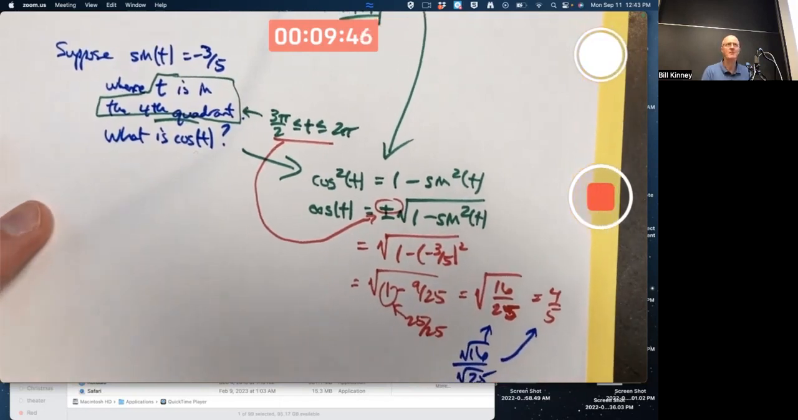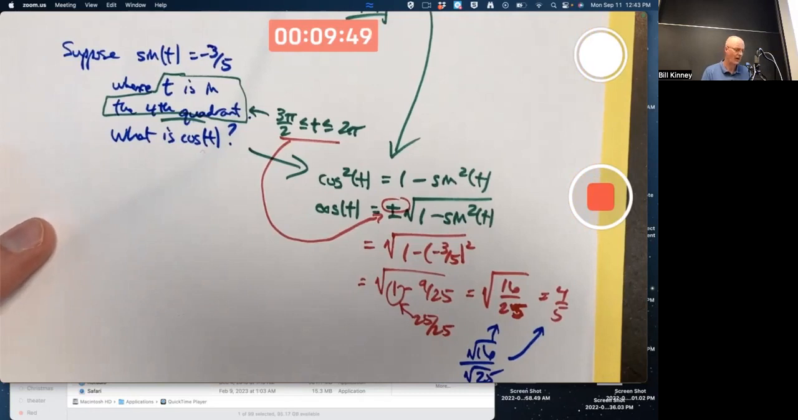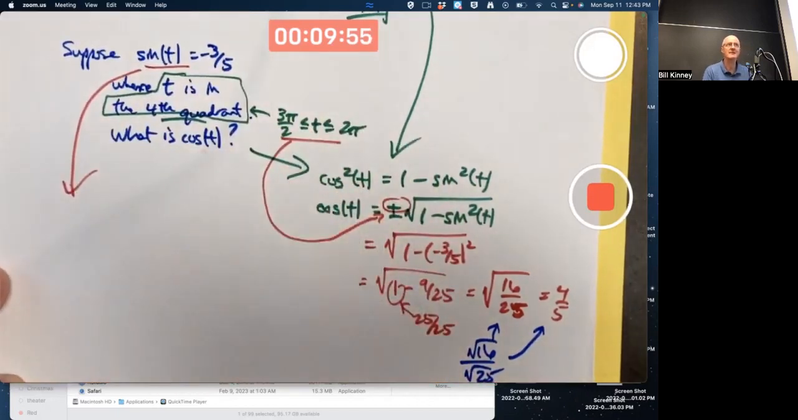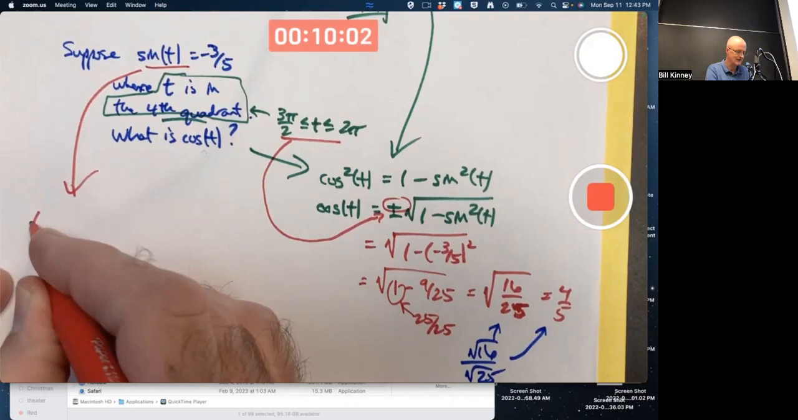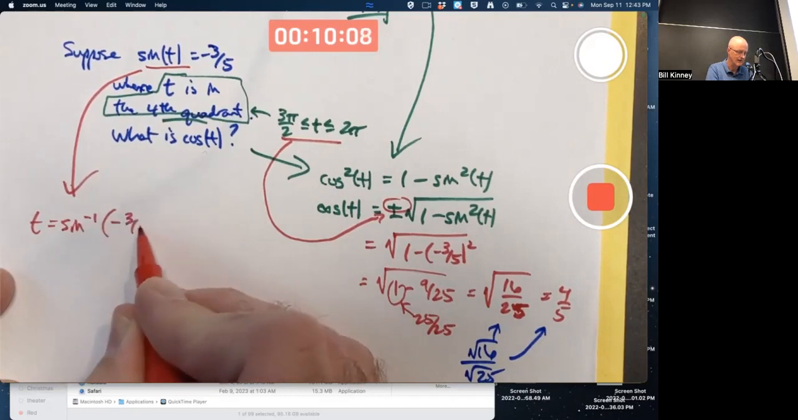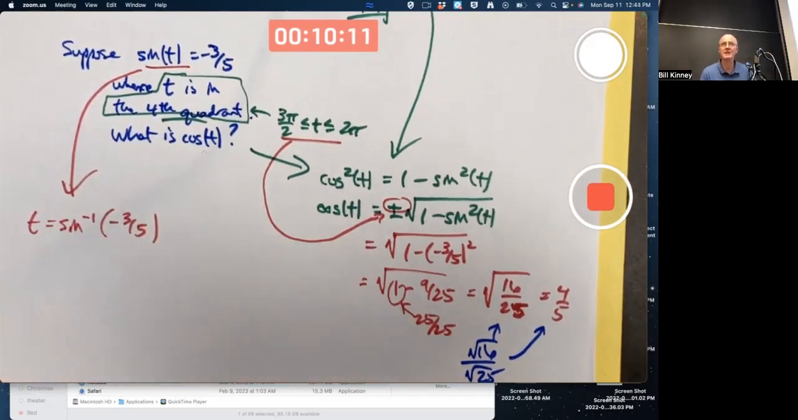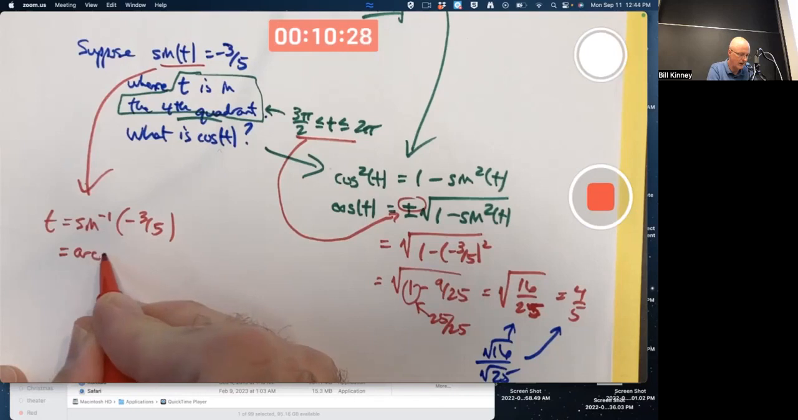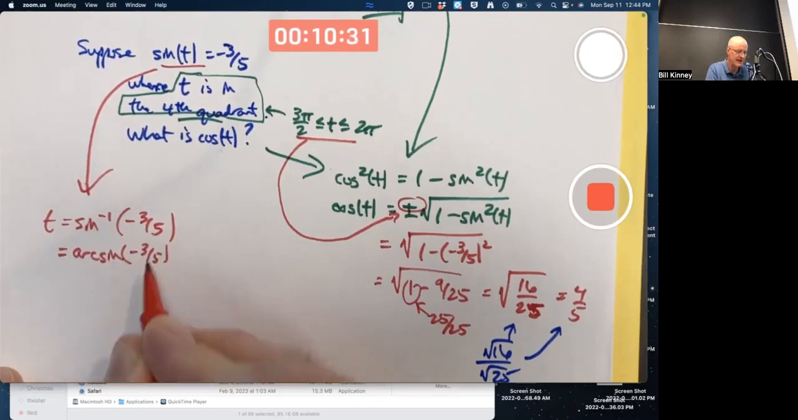Is there another way to solve this problem? Yes. You could take the inverse sine of both sides and then take the cosine of the result. However, you still need to be careful about quadrants in this case. Though, since the inverse sine function gives you an answer either in the first or fourth quadrant, it's less tricky here than it could have been. T is the inverse sine of -3/5. It's also okay to write that as the arcsine of -3/5. Inverse sine and arcsine mean the same thing.